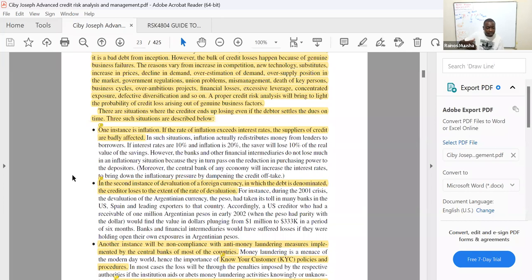But at the same time, you find that the borrower in this case, since the currency of the supplier of credit is devalued relative to the borrower, it basically means that the borrower will be having to raise less money to pay back the principal amount from which they borrowed as well. So that's basically where we say that in this case, the supplier of credit will end up losing money because of that devaluation of their home currency. Are we on the same page when it comes to the second reason? Any questions?